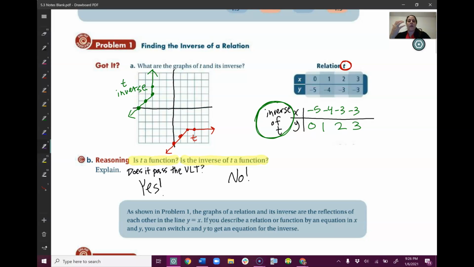So now that we've talked about what an inverse is, and we've also talked about the vertical line test and how to find out if it's a function, that is all we need for this first video. In the second video, we're going to talk about these graphs a little bit more because they have a very special relationship, and you'll have a problem on your homework and skill check that talks about that.